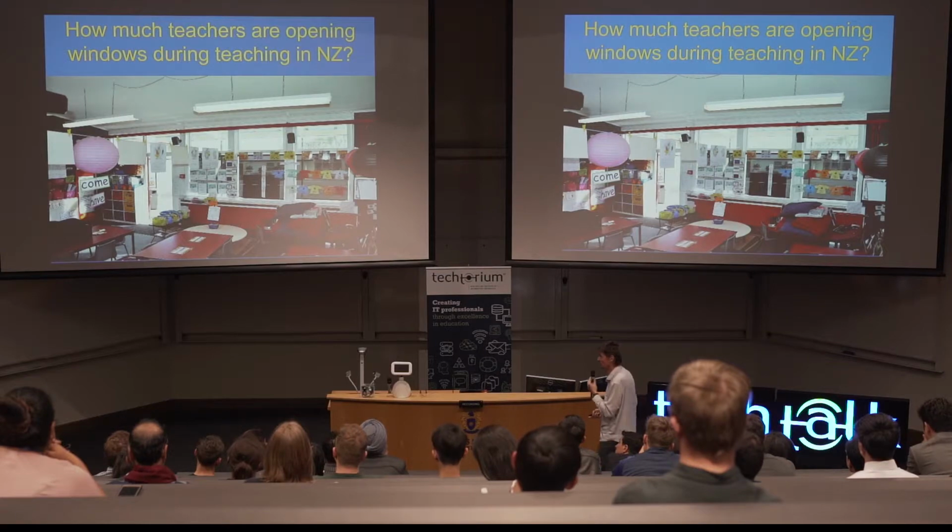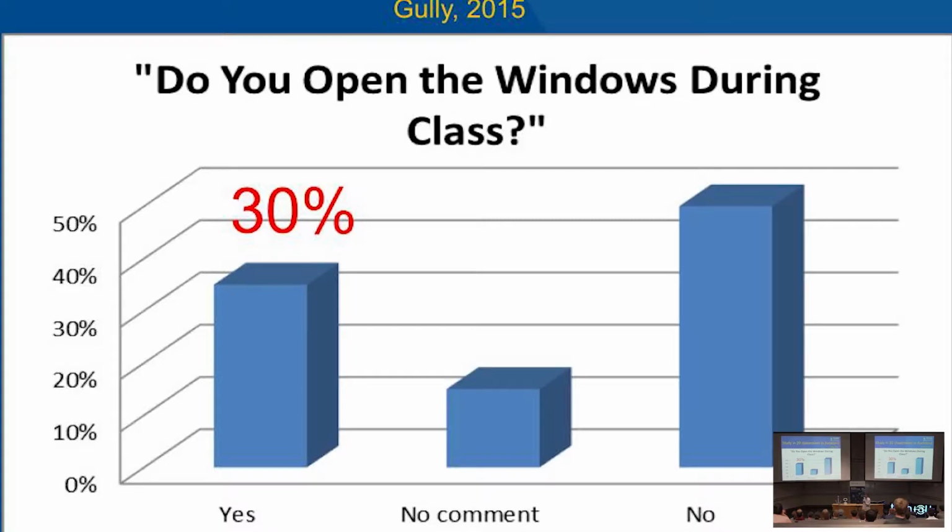So I asked the question, how much do you open windows? 30% of teachers open windows during teaching, sometimes. 30% only. It means that most of them keep the windows closed. And what happens if you keep the windows closed? You build up on CO2.